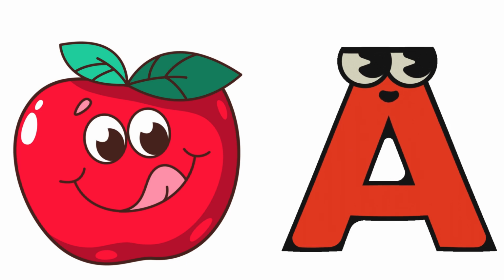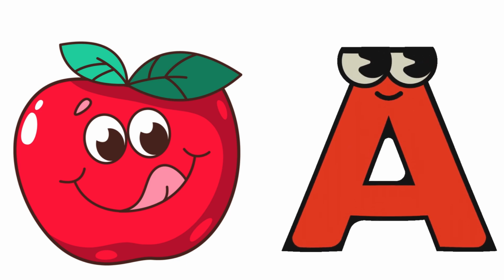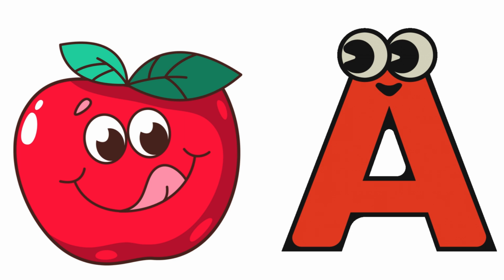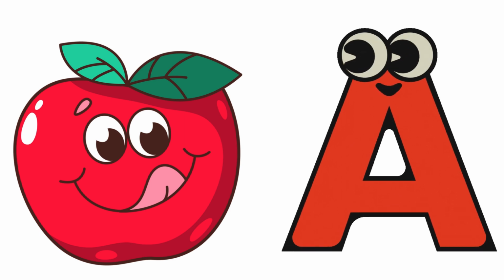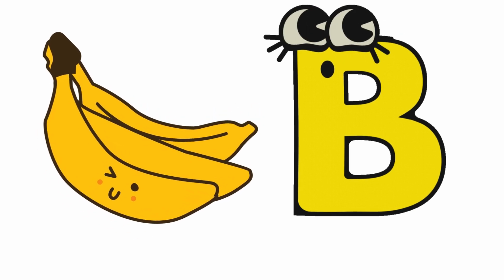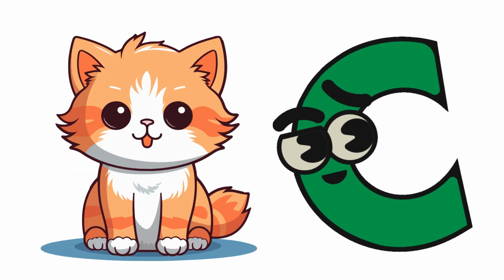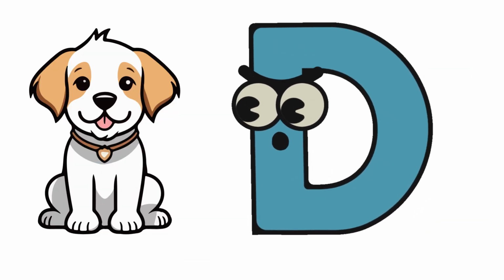Let's do more. Imagine you have these words: apple, banana, cat, dog. What comes first? Think of the first letters. Apple starts with A, so it comes first. Banana starts with B, so it's next. Then cat with C, and finally, dog with D. We always look at the first letter to decide the order.